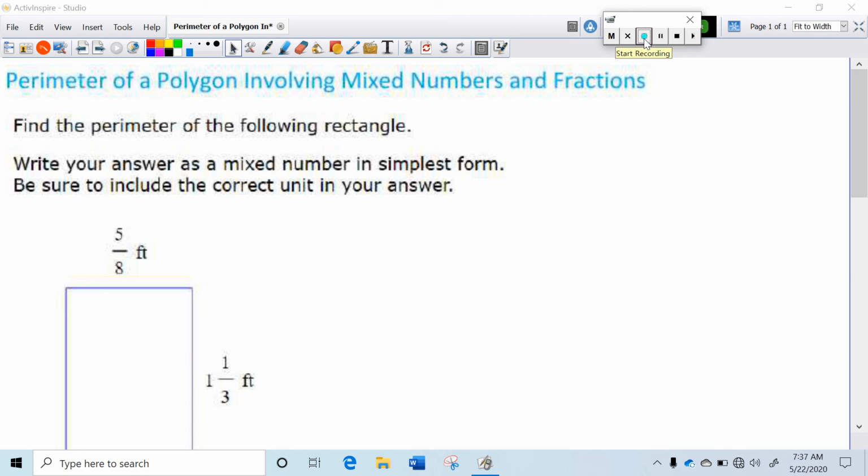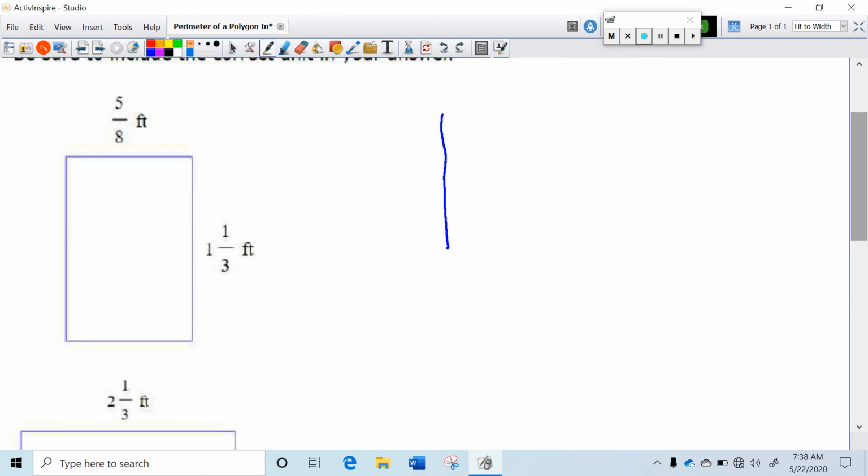Okay, find the perimeter. Perimeter means add the sides, or add all sides, I should say, of a polygon involving mixed numbers and fractions. So whenever I have mixed numbers and fractions, I actually divide the numbers up into whole parts and fractional parts. So here's what I mean.